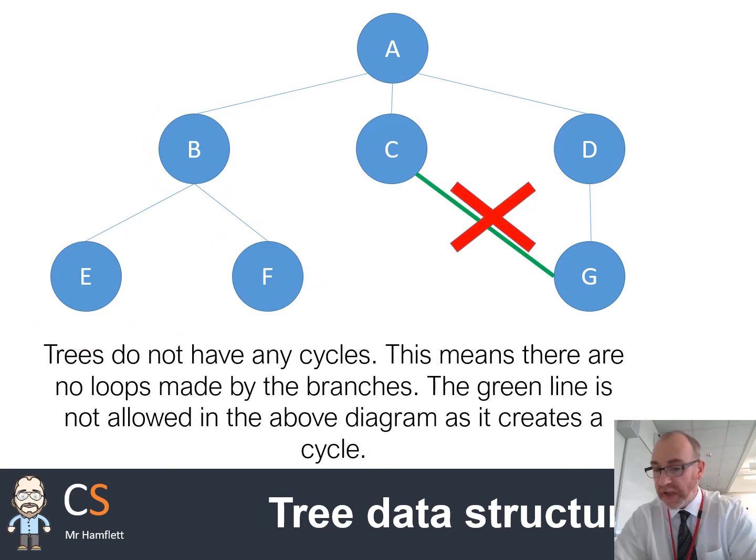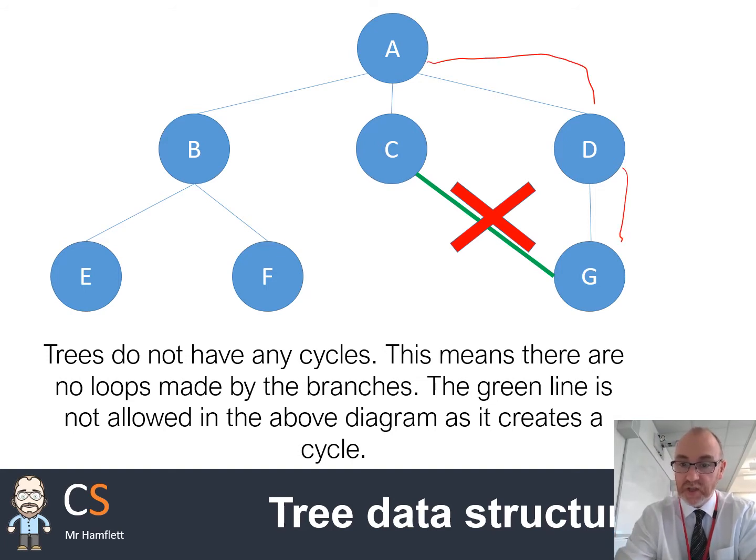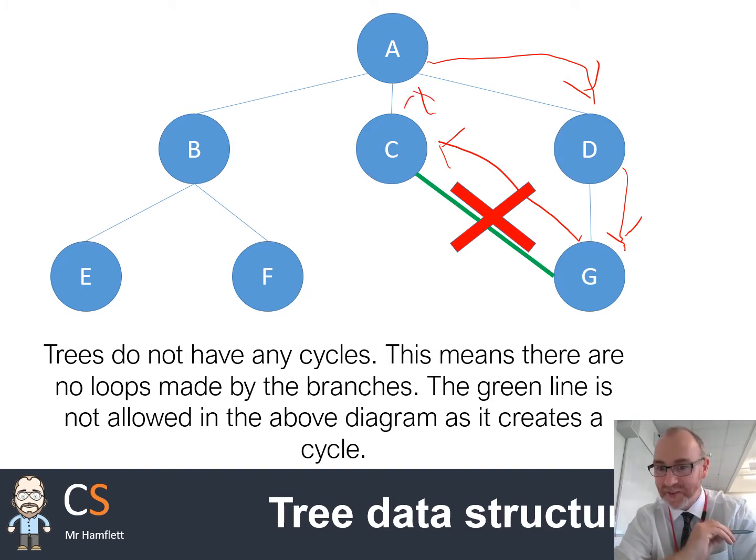Trees must not have cycles, so there should be no way that I can go from A to D to G and then over to C and back to A. I shouldn't be able to create a loop like this. Apologies, it's quite hard to write with a laptop with a screen up. Anyway, you can't get cycles in a tree. If a tree has a cycle, it's no longer a tree, we actually call it a graph.